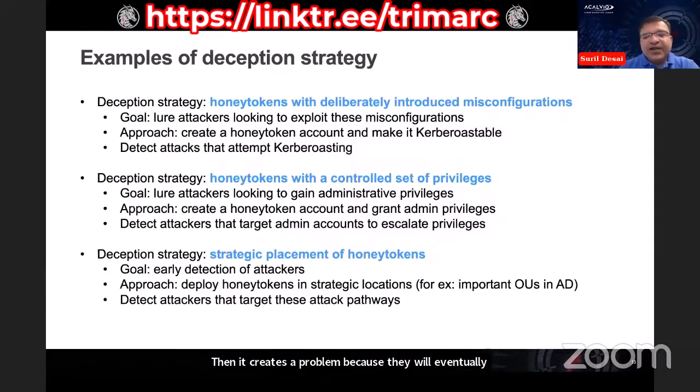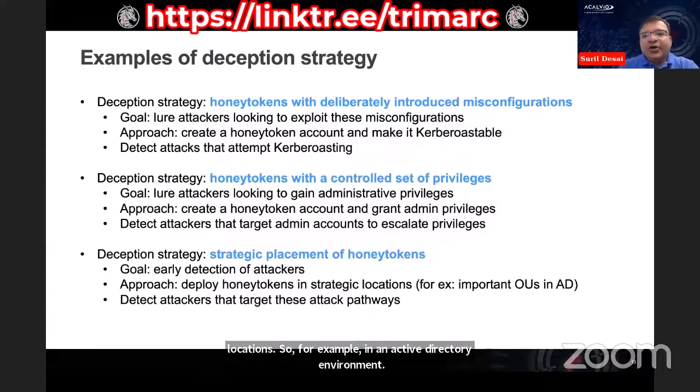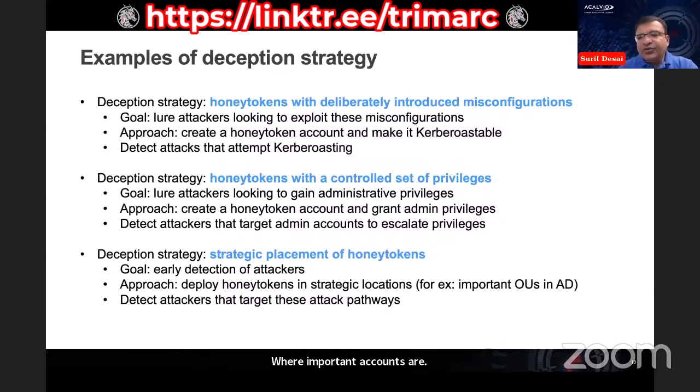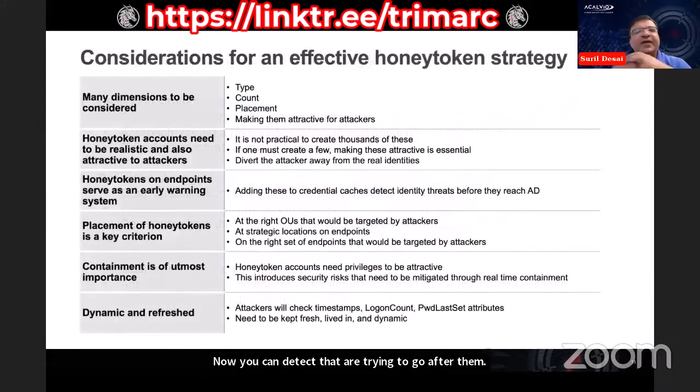So if you can place the honey tokens in strategic locations, for example, in an Active Directory environment, there might be certain OUs where important accounts are set, like a service accounts OU. You can place these deceptions at that OU level. Now you can detect attackers that are trying to go after them and exploit them, right?